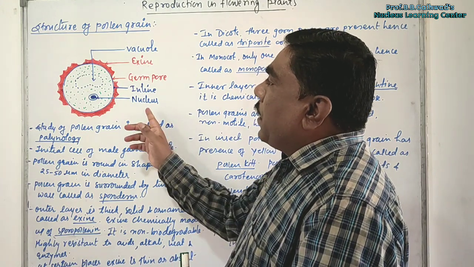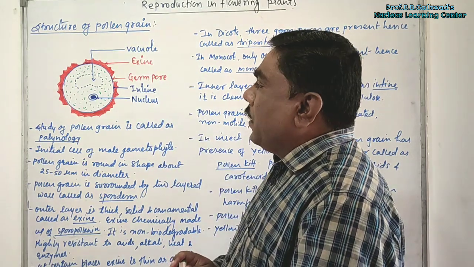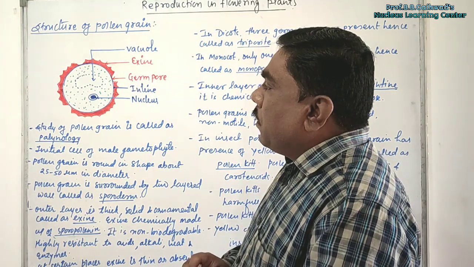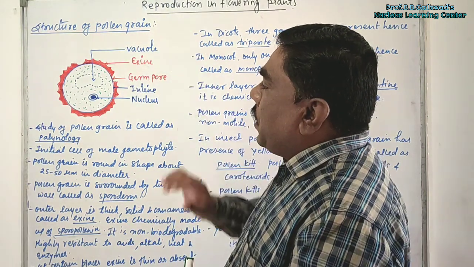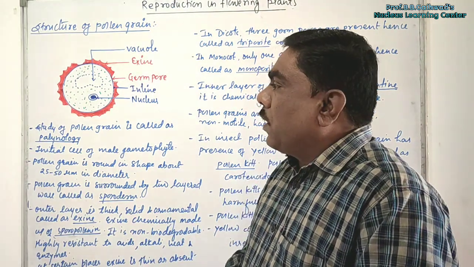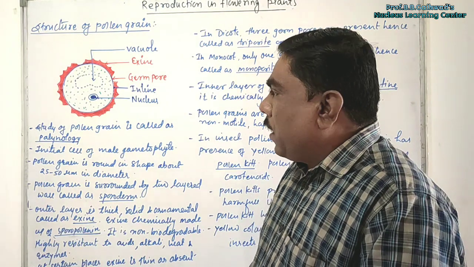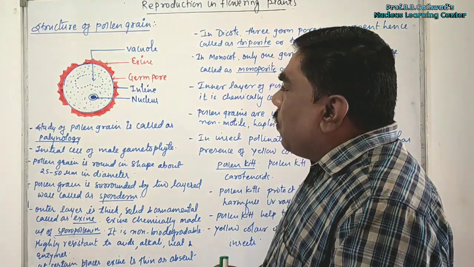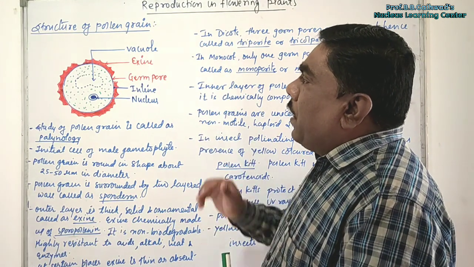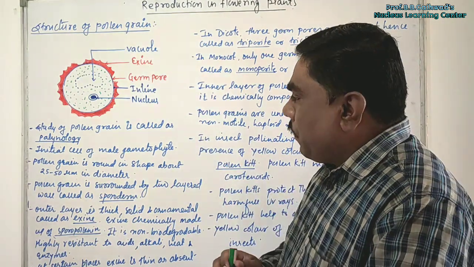The diagram is of a pollen grain. It is a dicot pollen grain, and in the diagram you will be able to see various parts of the pollen grain. Diagram में आपको pollen grains के अलग अलग parts देखने को मिलेंगे. So let's see what details are available about the pollen grains.